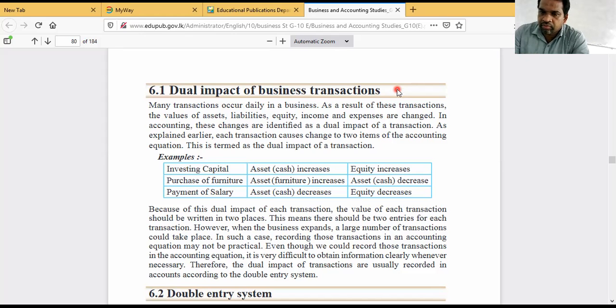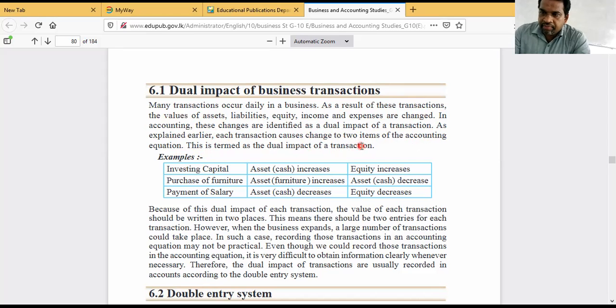Therefore, you have debit to one place, credit to another place, at the same time, the same amount. Here, many business transactions occur daily in a business. As a result of these transactions, the value of assets, liabilities, equity, income, and expenses are changed. In accounting, these changes are identified as a dual impact of the transaction. As explained earlier, each transaction causes change to two items of the accounting equation. This is termed as dual impact of transaction.